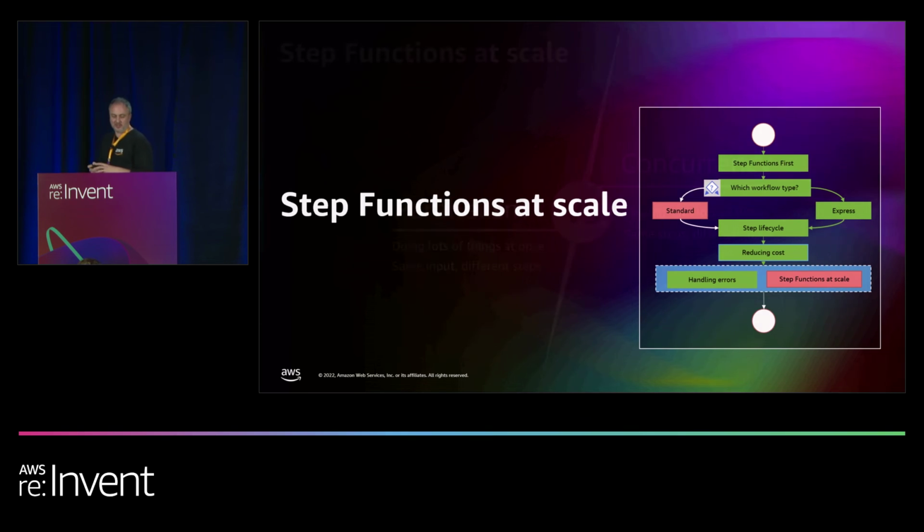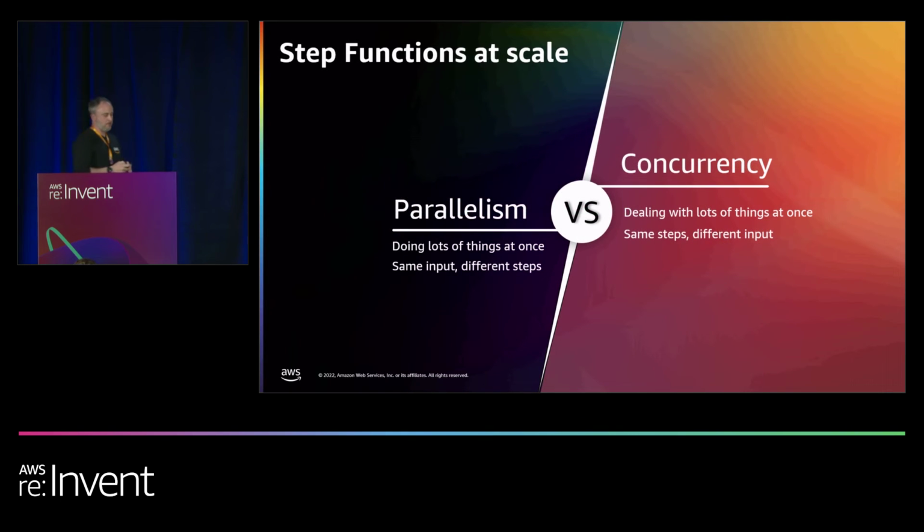Okay, step functions at scale. There's different ways of scaling out with step functions. You have parallelism and concurrency, and they're kind of used interchangeably, I think. But parallelism, I think with step functions at least, can be referred to as giving the same input but to different steps or to a different workflow, whereas concurrency is the same steps but with a different input each time.